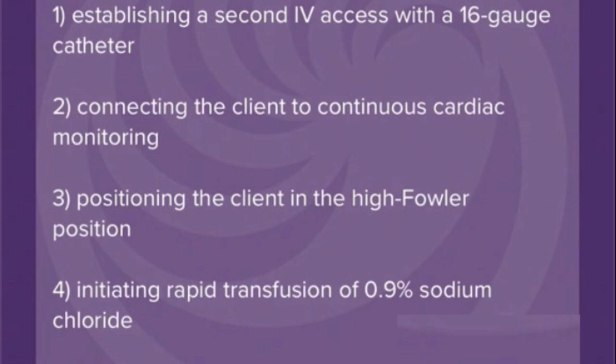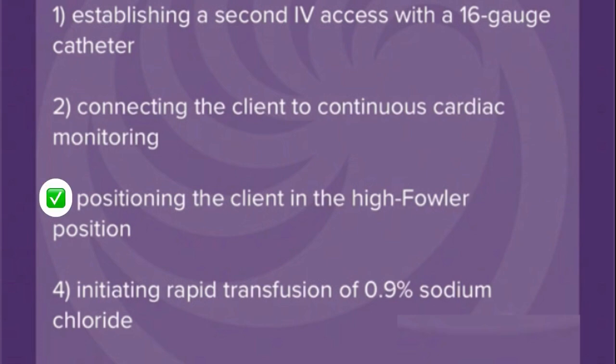Option 4, initiating rapid transfusion of 0.9% sodium chloride. Again, this is a correct action, so an incorrect option. We want to give IV fluids, blood, anything like that to replenish our circulating fluid volume when we have hypovolemic shock. So our correct answer is option 3.